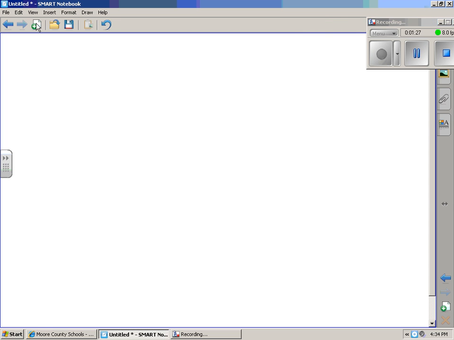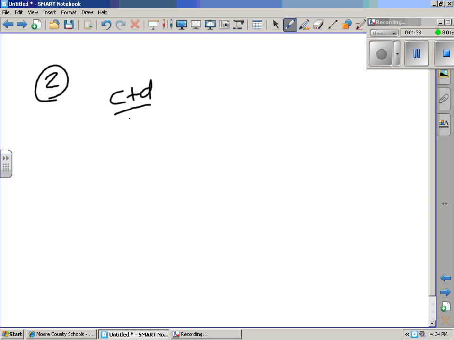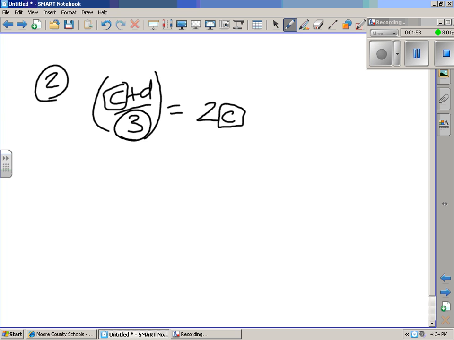Let's go ahead and do example 2. In example 2, we have c plus d over 3 is equal to 2c. We're trying to solve for c. So what we need to do is get the c's on the same side. The first thing I'm going to do is clear the fraction like we talked about in class. To clear the fraction, we're going to multiply by this denominator of 3.